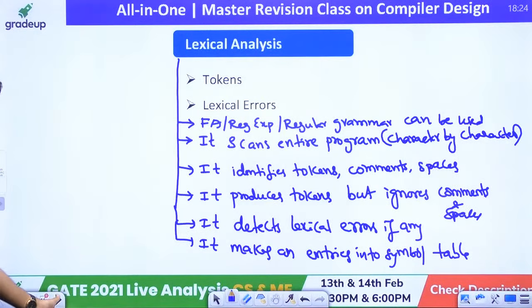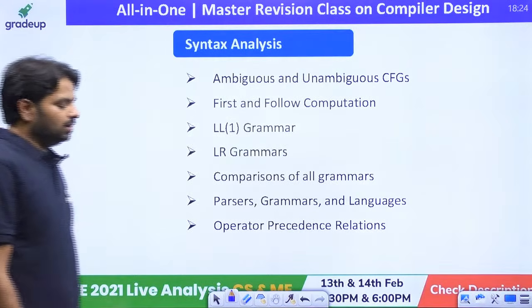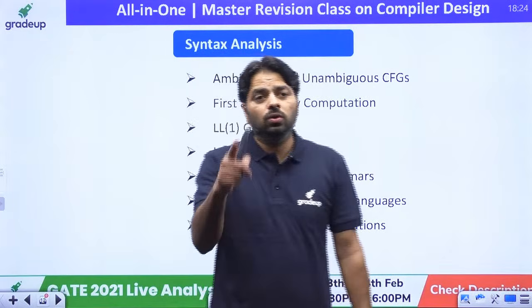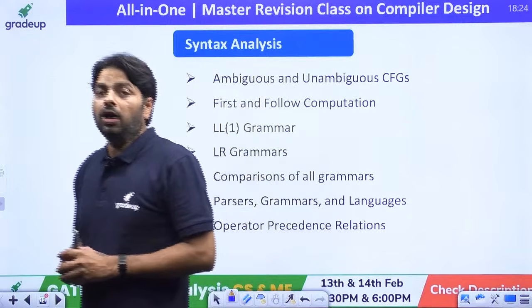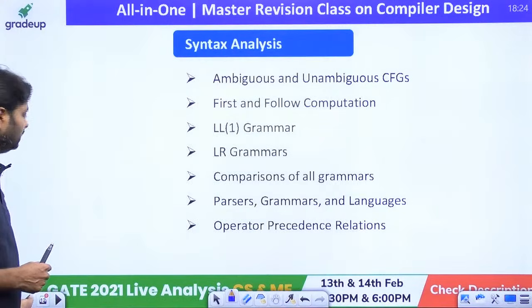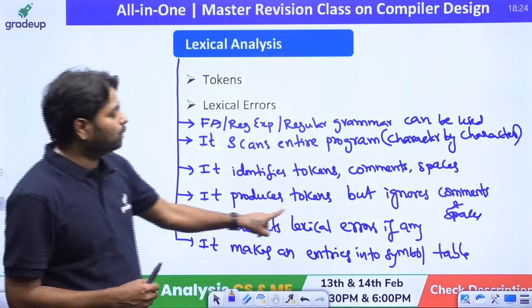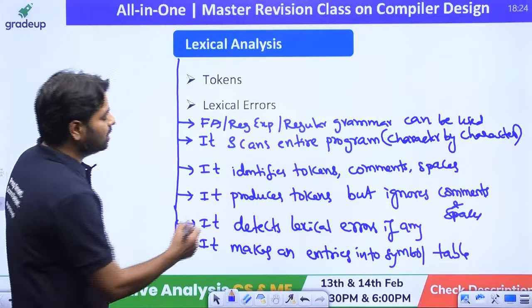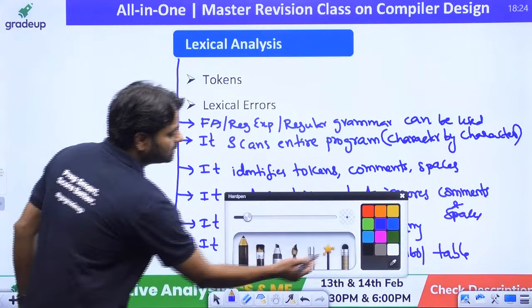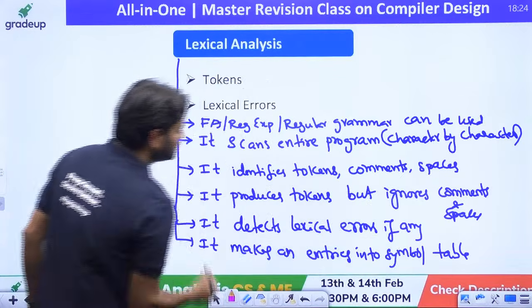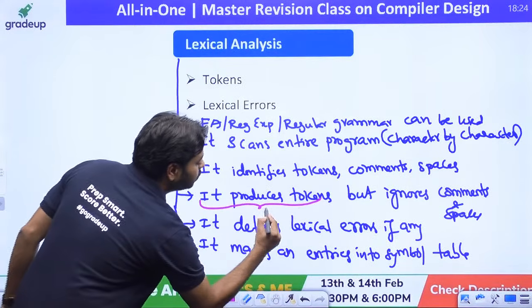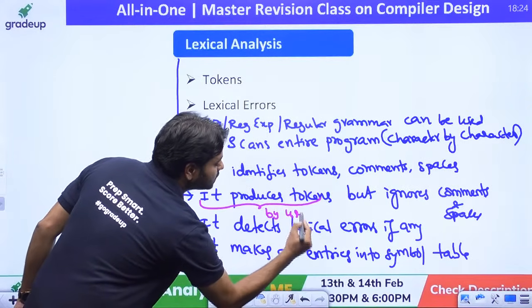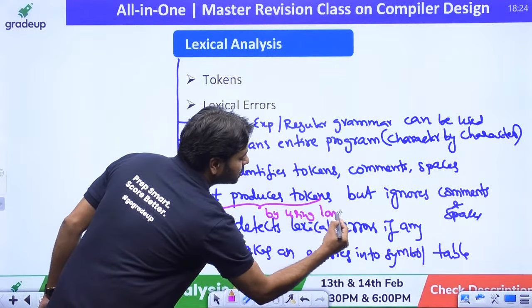Okay, let's move to syntax analysis without wasting time. And also you need to practice how to identify the tokens. If you have remembered, there's one thing we are losing. It produces the tokens, but how? Anybody, guys? How does it produce tokens? By using the longest prefix rule.